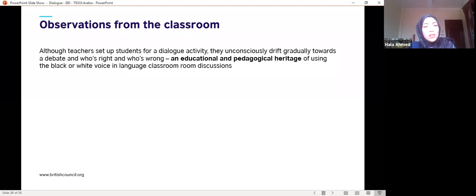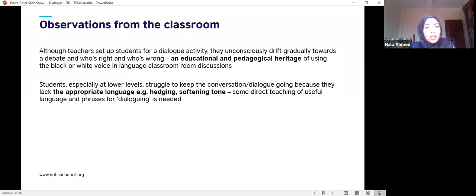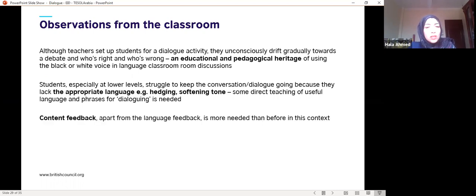Another observation is that they want to conduct dialogues, but they lack the useful language they need to do the dialogues, like hedging and softening their voice tone. Another point was that there is a need to give feedback on the content and the quality of the ideas in the dialogue rather than only sticking to giving feedback on the language. And the final observation is, whenever the students feel timid and they want to take up a specific role in dialogues, do it first yourself, then they follow your steps and they will do it themselves.